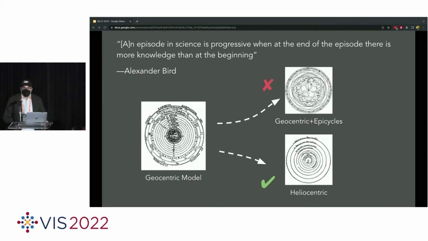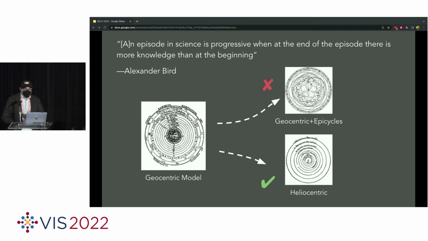So for this paper, I'm using a definition of scientific progress from philosopher Alexander Bird. And this might sound like kind of a boring definition, right? An episode of science is progressive when at the end there is more knowledge than in the beginning. But I think the implications are important because it means that not all kinds of work count with respect to knowledge, right? So just adding predictive power or measurement precision is not sufficient. You actually need to have produced some knowledge at the end, right?